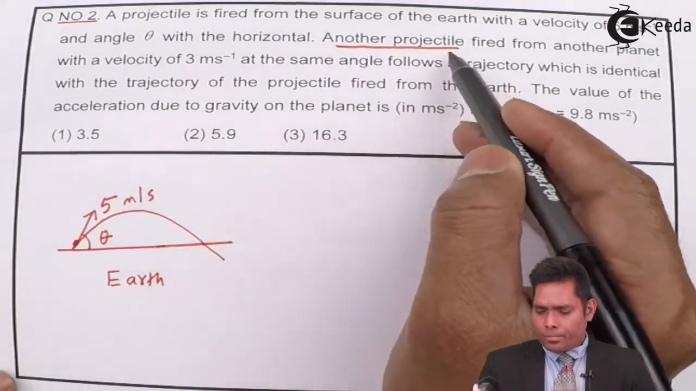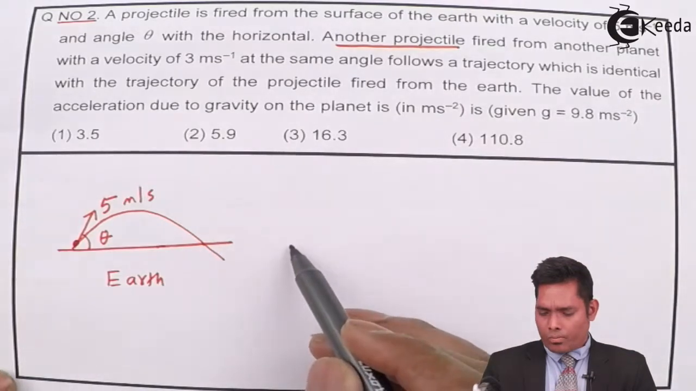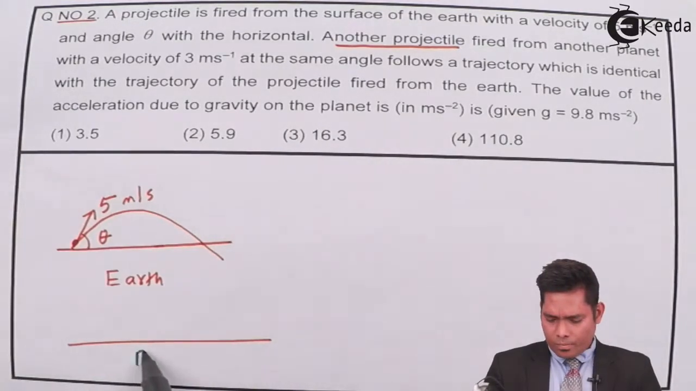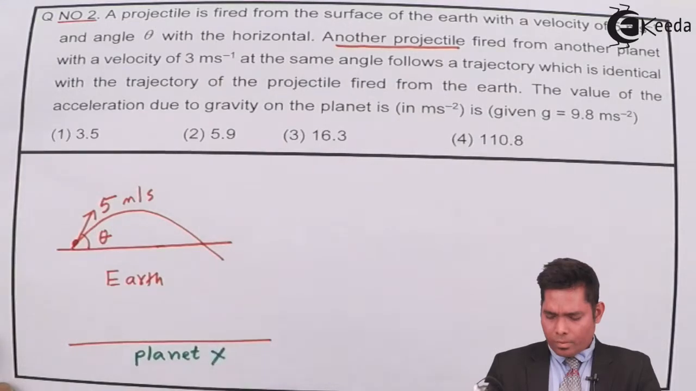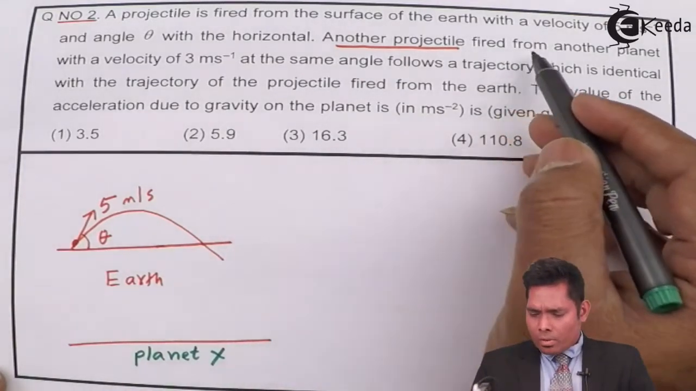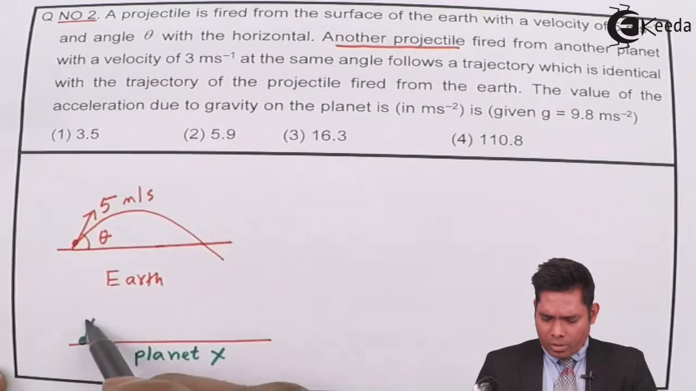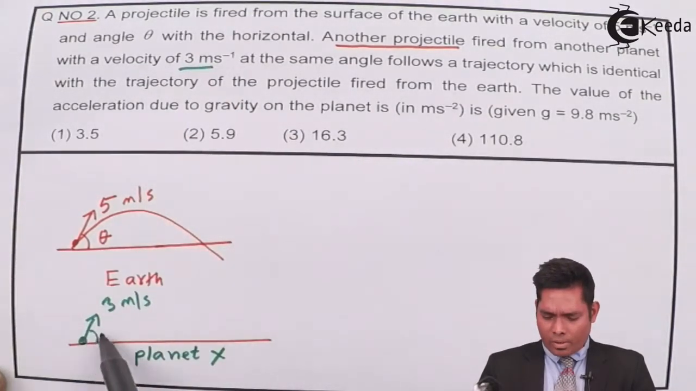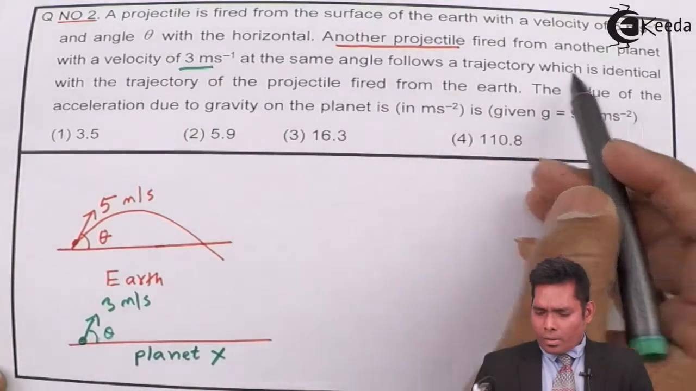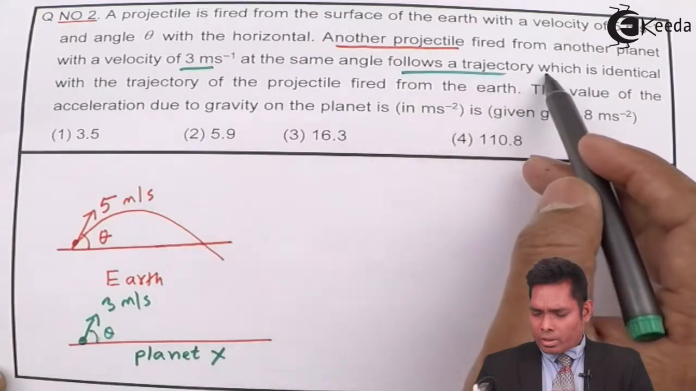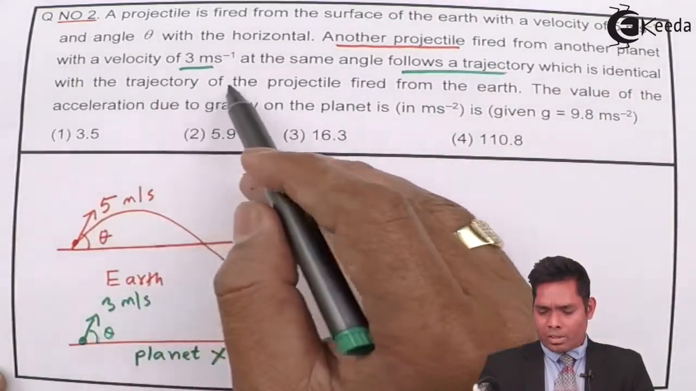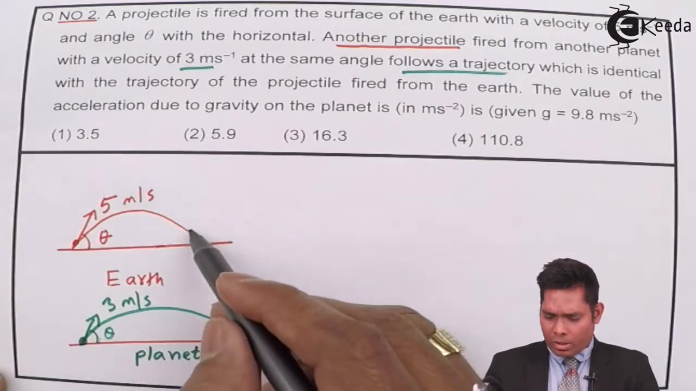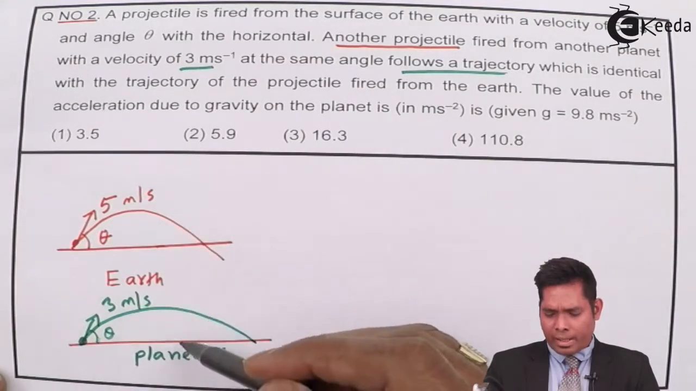Another projectile is fired from another planet. Suppose the planet is X, with a velocity, now the velocity is 3 meters per second, at the same angle, so the angle is the same, and it follows the trajectory which is identical with the trajectory of the projectile fired from the Earth. Means whatever trajectory it follows, this is the trajectory here and this is the trajectory there. It says that both the trajectories are identical.